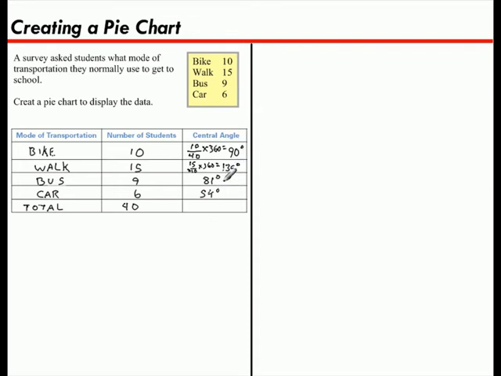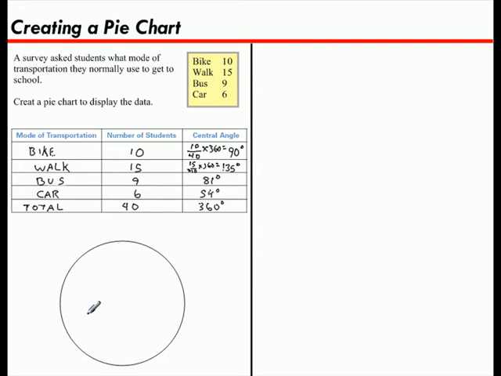And in total, you can do a little check here. All of these should add up to 360 degrees. If all your angles don't add up to 360 degrees, well, it means you're going to have a big space left over in your pie, and you don't want that. So it turns out in this case, all the angles do add up to 360. So it's good. We'll have a complete pie chart. Okay, now it's on to drawing the circle.